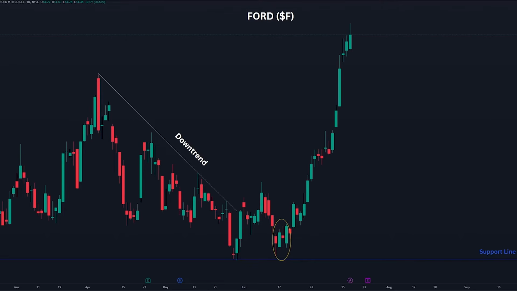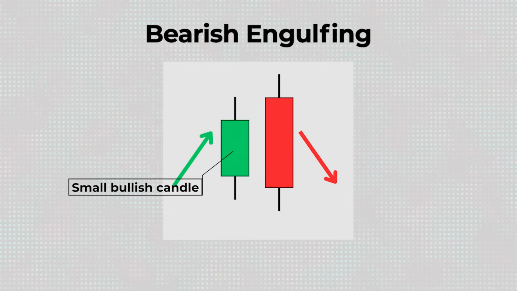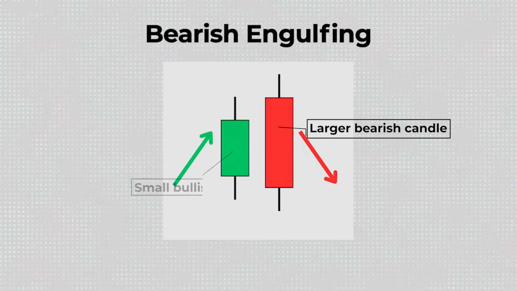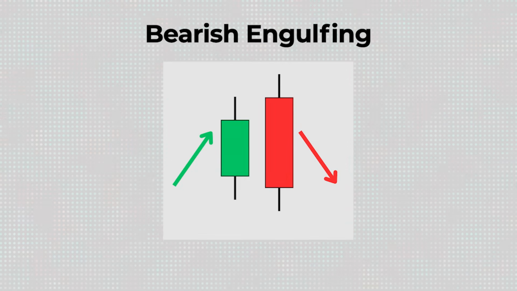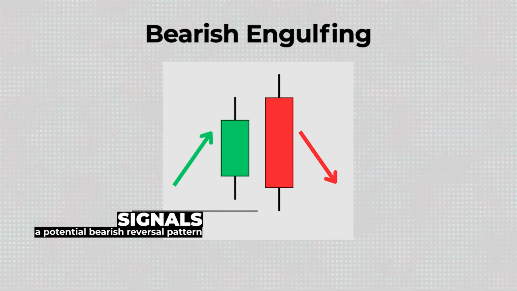The price of Ford skyrocketed for over a month. The counterpart to bullish engulfing is the bearish engulfing. It consists of a small bullish candle followed by a large bearish candle that engulfs the previous candle's body. This pattern indicates strong selling pressure.